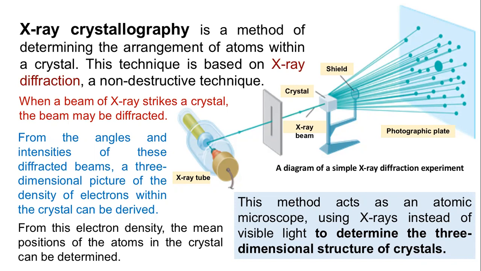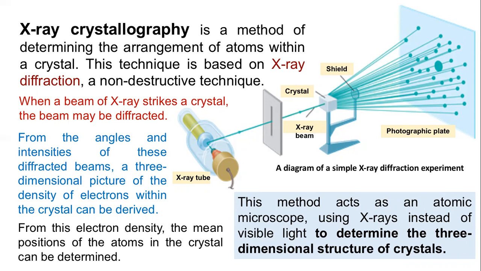So, what is the basic principle behind this? We all know that when a beam of X-rays strikes a crystal, the beam gets diffracted. Constructive interference can lead to a diffraction pattern. So, from the angles and the intensities of the diffracted beam, a three-dimensional picture of the density of electrons within the crystal can be derived. And from this electron density, the mean position of the atoms in a particular crystal can be determined.